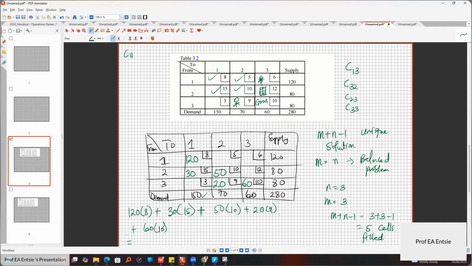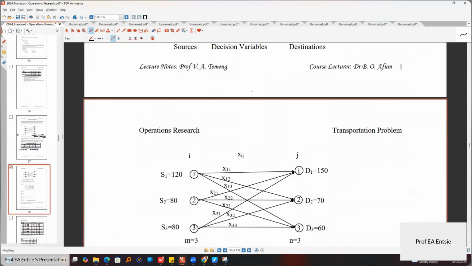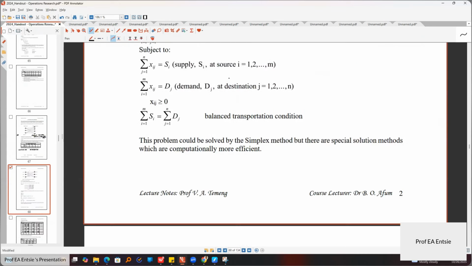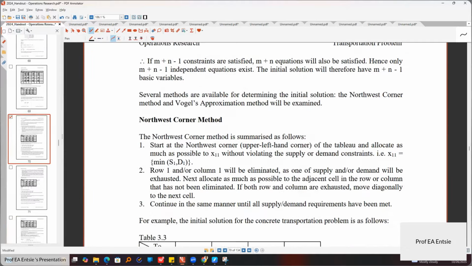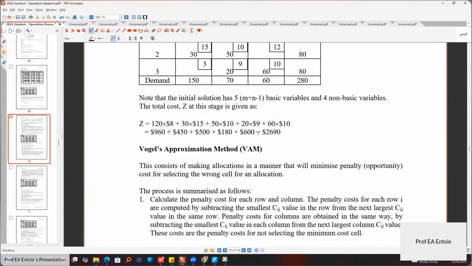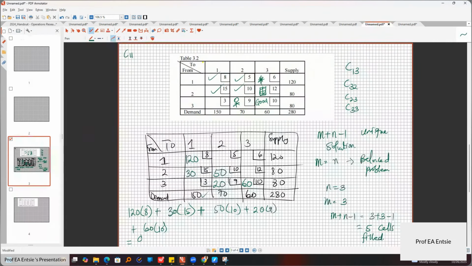And ladies and gentlemen, if you're able to add this well, you should get this value. So this is what we have done: 120, 30, 50, 20, 60. So you should get 2,690. So you should get 2,690 dollars if it's cities to cities.